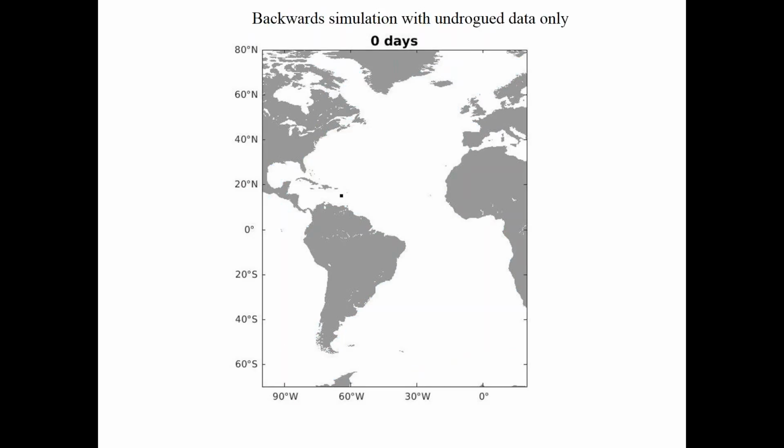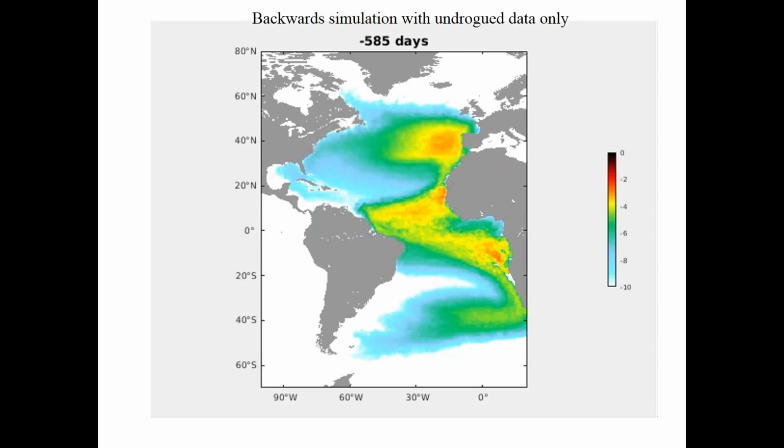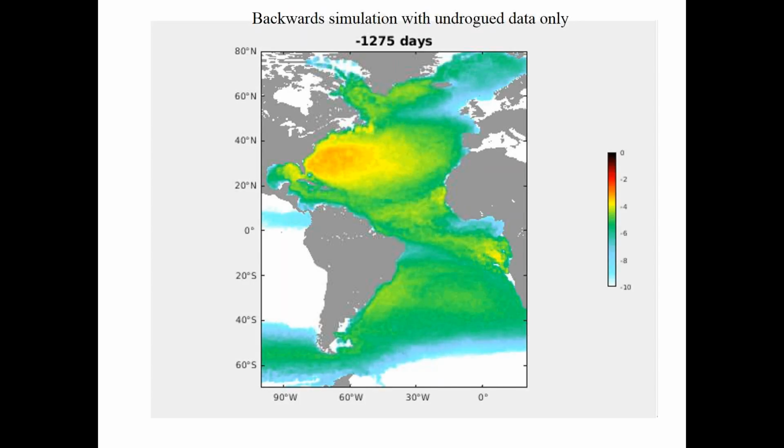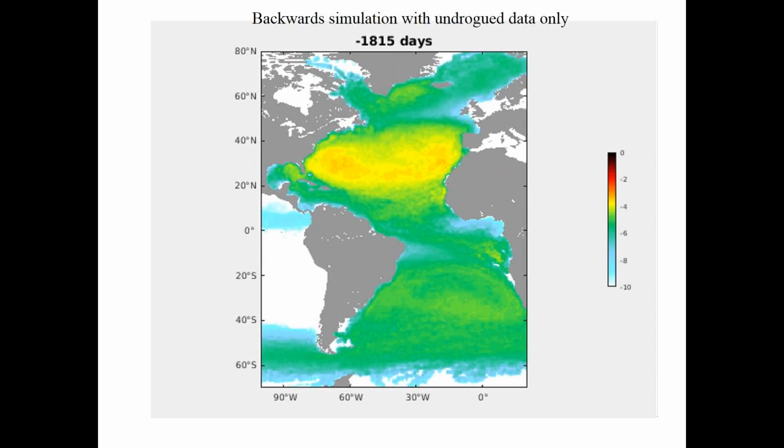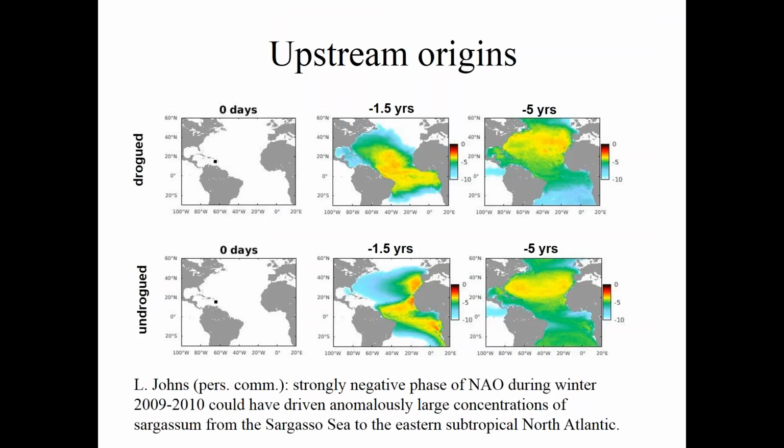It's consistent with that Franks et al. Doing the same thing with undrogued data only. Very rapid connection to the eastern subtropical and tropical Atlantic, and eventually throughout the subtropical Atlantic, including the Sargasso Sea. So let's look at some snapshots from this.